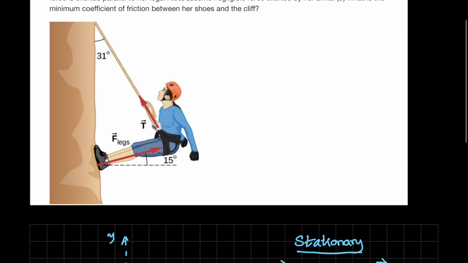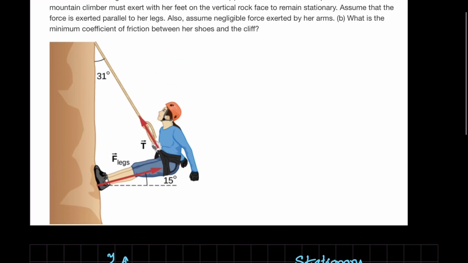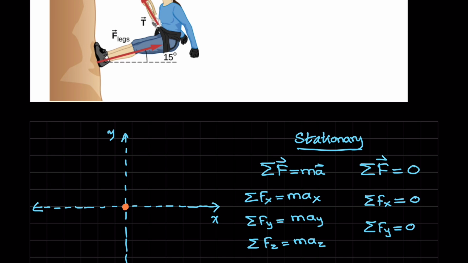Okay, so let's put the tension force. As you can see, there's the tension through the rope at a particular angle. So we're going to draw that tension.